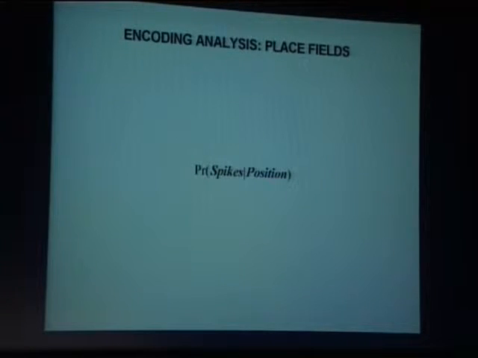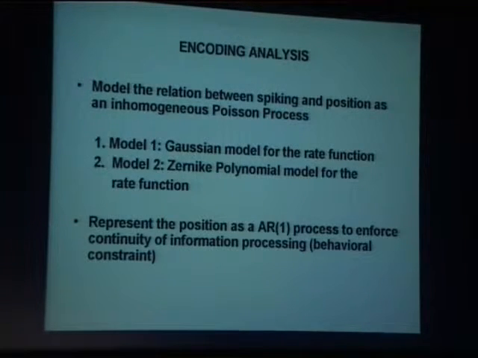So setting it up very simply, I want to estimate the relationship between spikes and positions. That's what I said, neuroscience experiments conceptually are sort of straightforward. Now this is just some technical details just to develop the models. I'm going to model the fields for the moment. First is sort of like a Gaussian shape, and then I'm going to model them using Zernike polynomials.